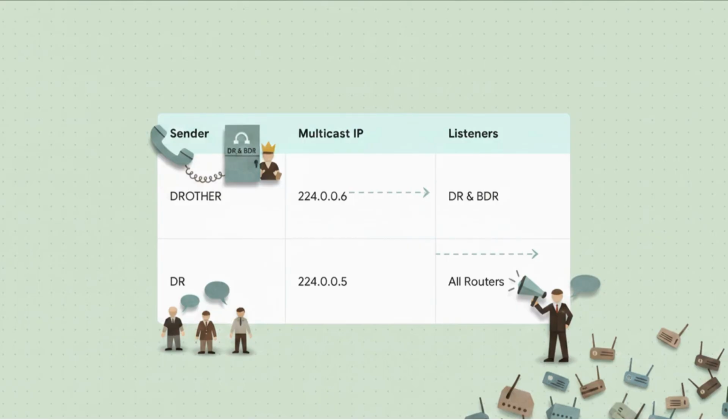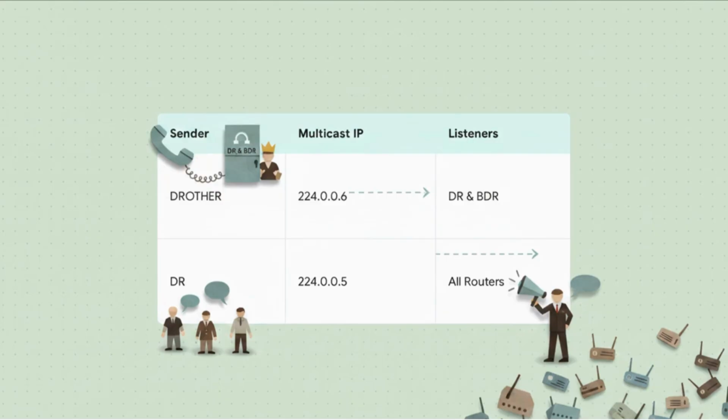Here's the magic trick. Only the DR and BDR are actually listening to that specific address. It's essentially a private, direct phone line straight to the bosses. Then, once the DR processes that update, it turns around and blasts out the final routing update using 224.0.0.5, and every single OSPF router listens to that one.